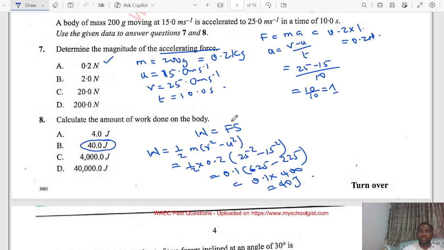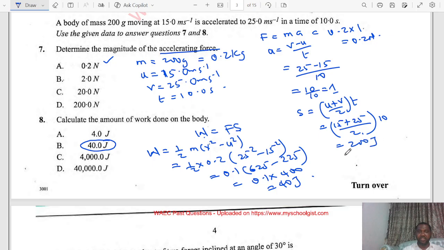Now another way you can solve this is to say work done is force times distance. You can find distance. Distance is simply average velocity times time. That means u plus v over 2 times time. Yeah, this is correct. The initial velocity is 15, the final velocity is 25, then over 2 times the time, which is 10 seconds. So 15 plus 25 is 40. 40 divided by 2 is 20, right? So 20 times 10 is 200. So the distance is 200.